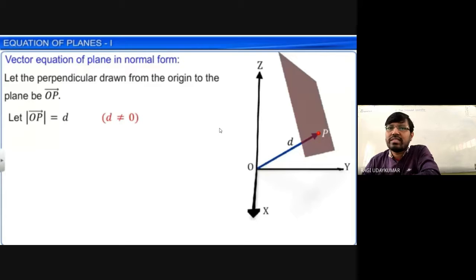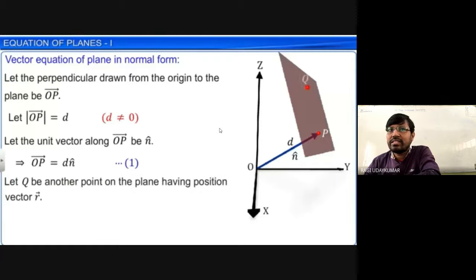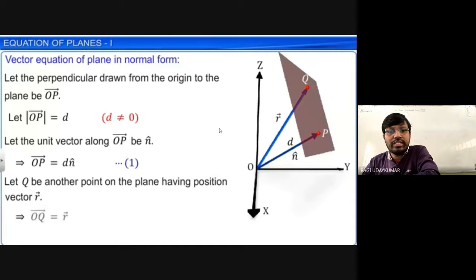So the distance, the magnitude of the OP vector, is equal to D, and D should not be equal to 0. Let the unit vector along the OP be n cap. Consider the unit vector n cap along the OP. So OP is equal to the distance D into n cap. You can write the OP vector as the distance D into n cap, because the magnitude of a unit vector is 1.